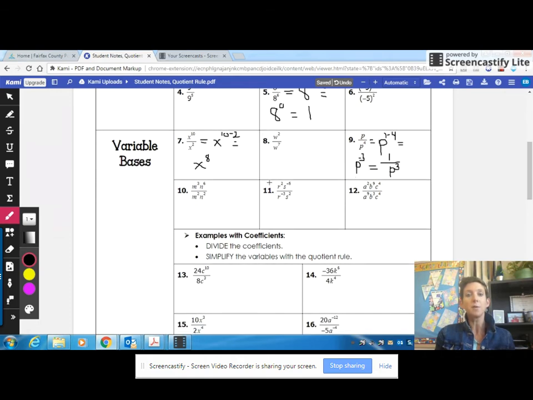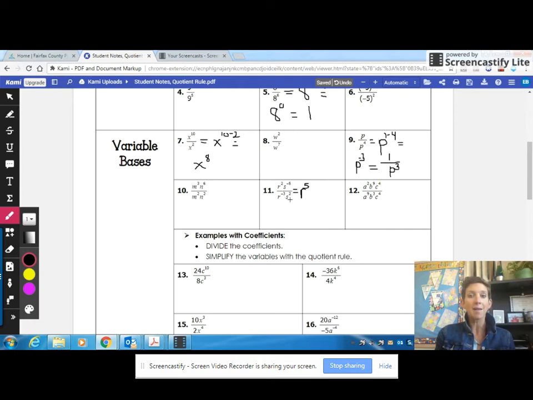Okay, so moving on, let's look at number 11. So it looks confusing because there's multiple variables here, but you're going to use the quotient rule again to simplify your answer. So we would have r, and then we would subtract negative 3 from 2. So it would be 2 minus negative 3, which gives us positive 5.